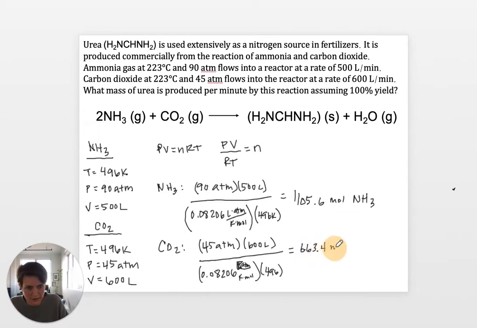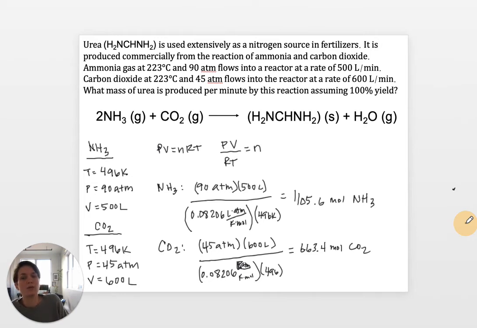So I got 663.4. I'm just going to double check my math because I have the sneaking suspicion that I did something wrong. Yep. No, that's right.